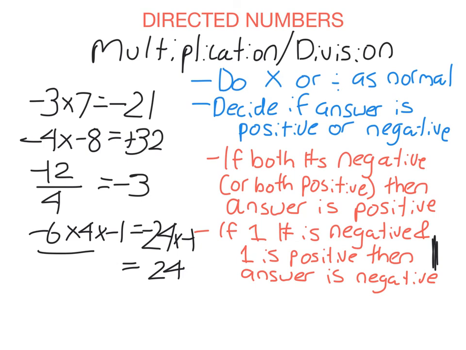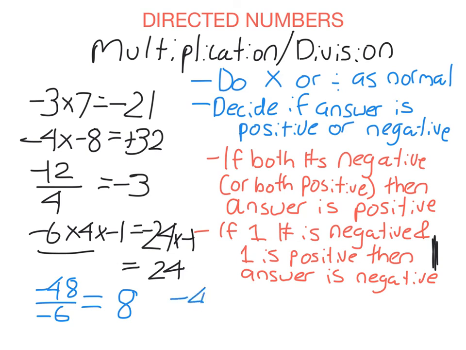I just want you to make sure that you don't mix up the rules of multiplication and division with addition and subtraction. So let's say I have negative 48 divided by negative 6, for example. I just do 48 divided by 6. Now, because both numbers were negative, the answer is positive, right? So that's the rule for multiplication and division.